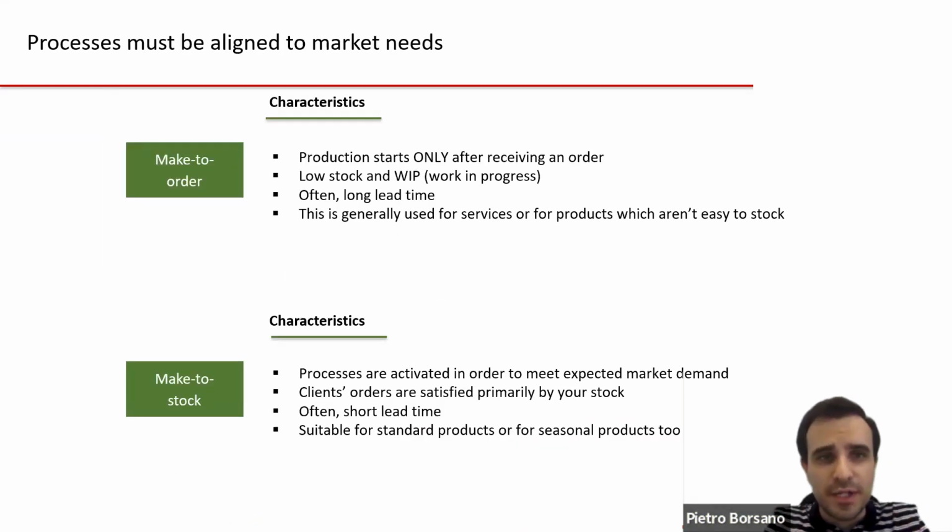We also need to consider two important differences when we design the business processes, based on whether the market need is more for a make-to-order type of production, meaning that your production will start only after you receive an order. The consequence here would be that you have a lower stock, you have a lower work in progress, but at the same time, this leads to a longer lead time.